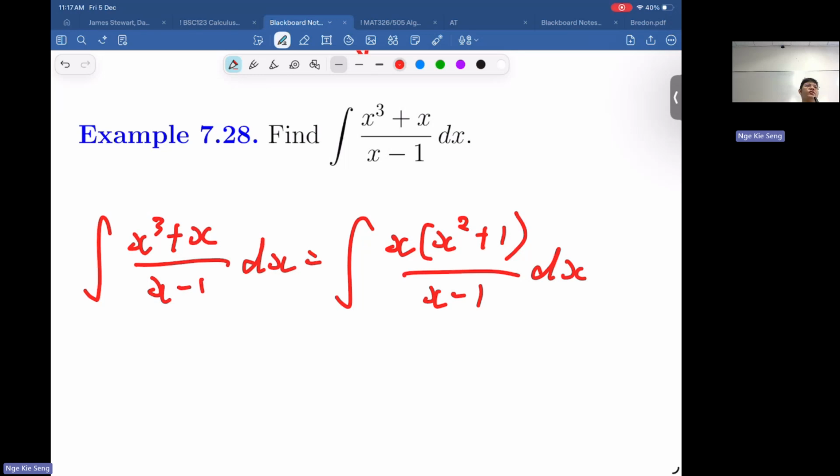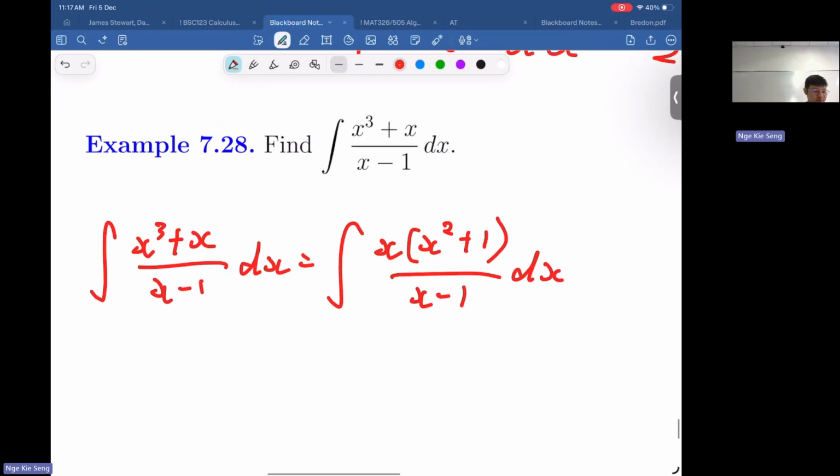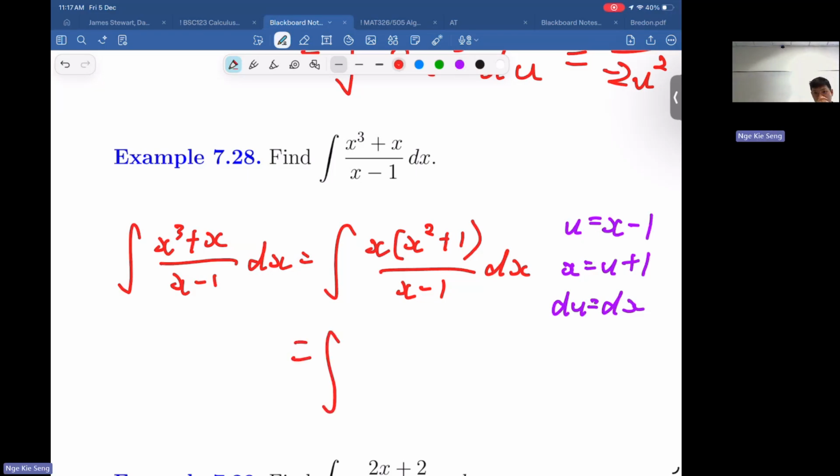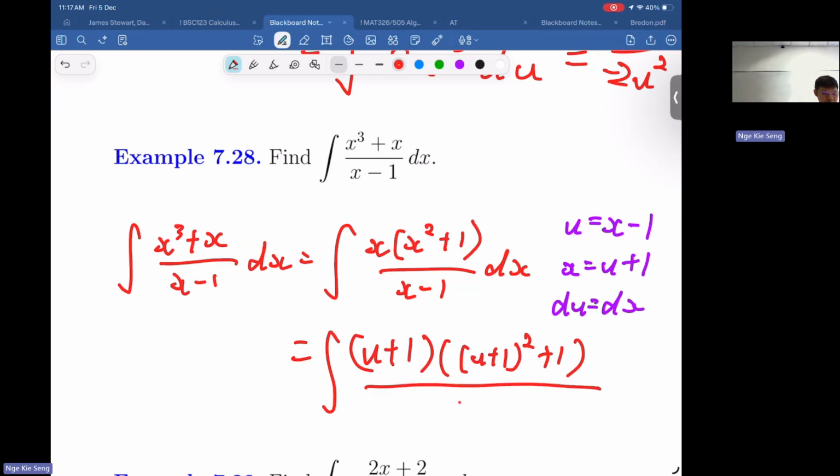Here we can kind of translate your x again. So it's like substitution again. This time we don't substitute x squared plus 1. We substitute x minus 1, so that x will become u plus 1. Then what's your du? du equals dx. So very simple, du just transforms to dx. It's just translation. Then what do you get? u plus 1 times u plus 1 squared plus 1 over u plus 1 minus 1 is u, and then du. Like that.